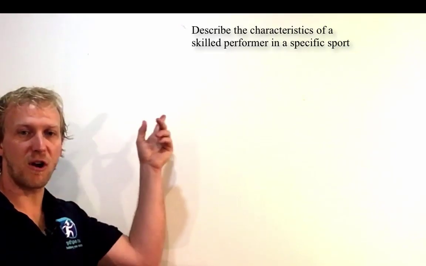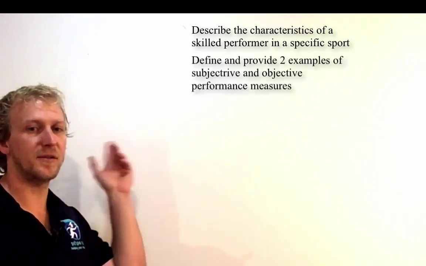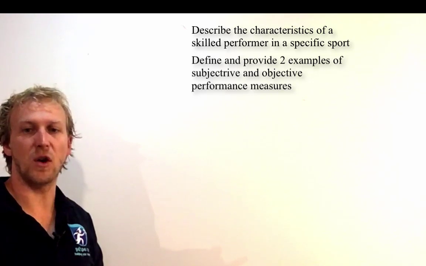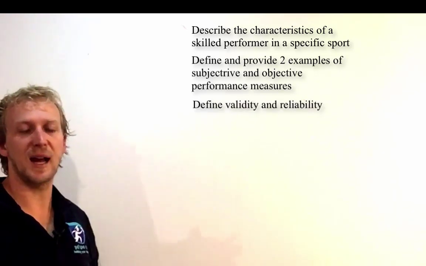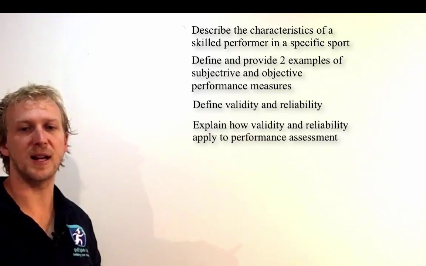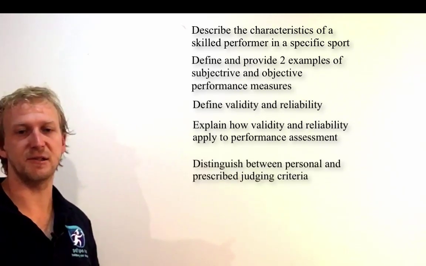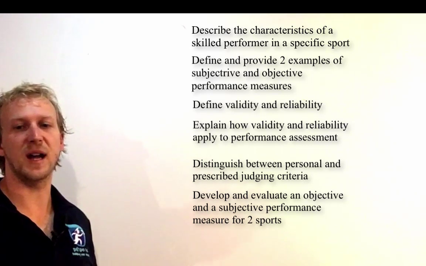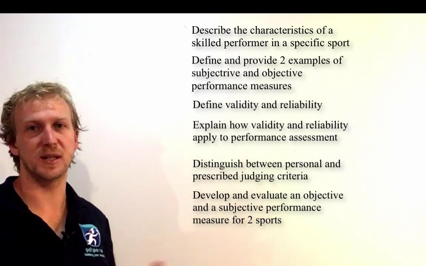The success criteria to go along with this is for you to describe the characteristics of a skilled performer in a specific sport, for you to define and provide 2 examples of objective and subjective performance measures, for you to define validity and reliability, for you to explain how validity and reliability apply to performance assessment, for you to distinguish between personal and prescribed judging criteria, and then for you to develop and evaluate an objective and a subjective performance measure for 2 sports and then use them and think about them.